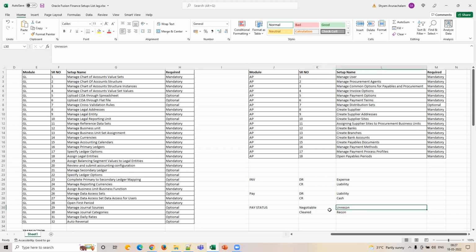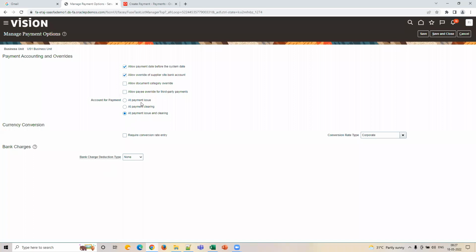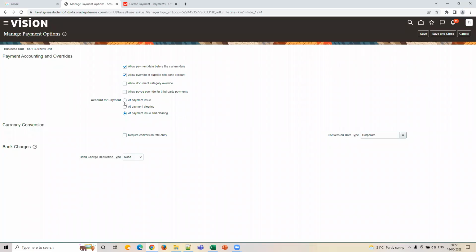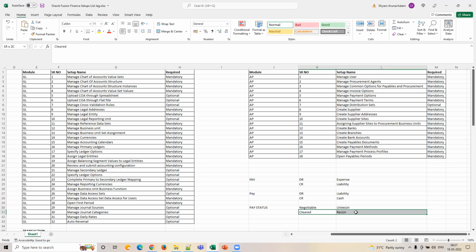So what the system is asking is: issue means negotiable, clear means clearing. If I keep issue, when I create a payment and it is in negotiable status itself, it will account this entry. The liability will be debited and your cash will be credited. If you keep reconciliation, then at negotiable time, my accounting should be done only after clear. Once my payment status is clear, then only it will hit this account. At this level, there will be no accounting entries.